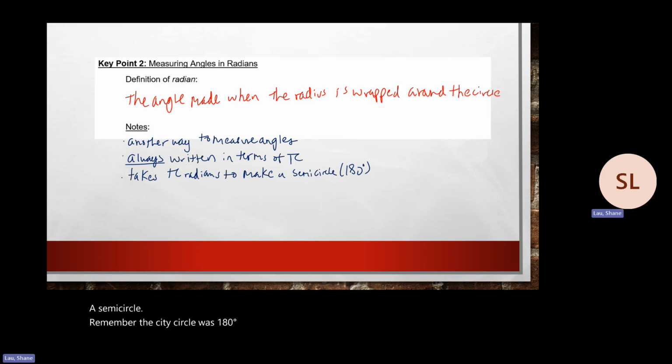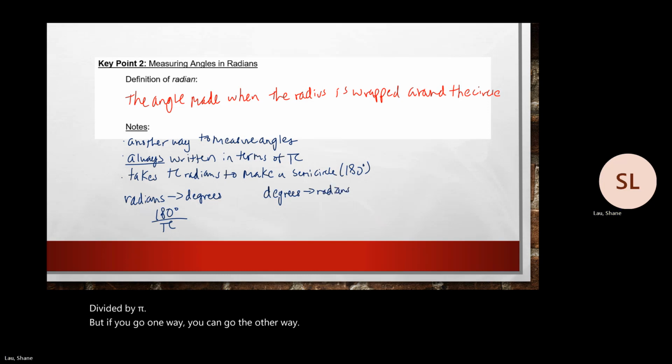Then the last piece, radians can convert to degrees. We'll take radians to degrees. That will be 180 degrees divided by pi. But if you go one way, you can go the other way. So for degrees to radians, you're actually going to go the opposite way. Pi over 180 degrees.